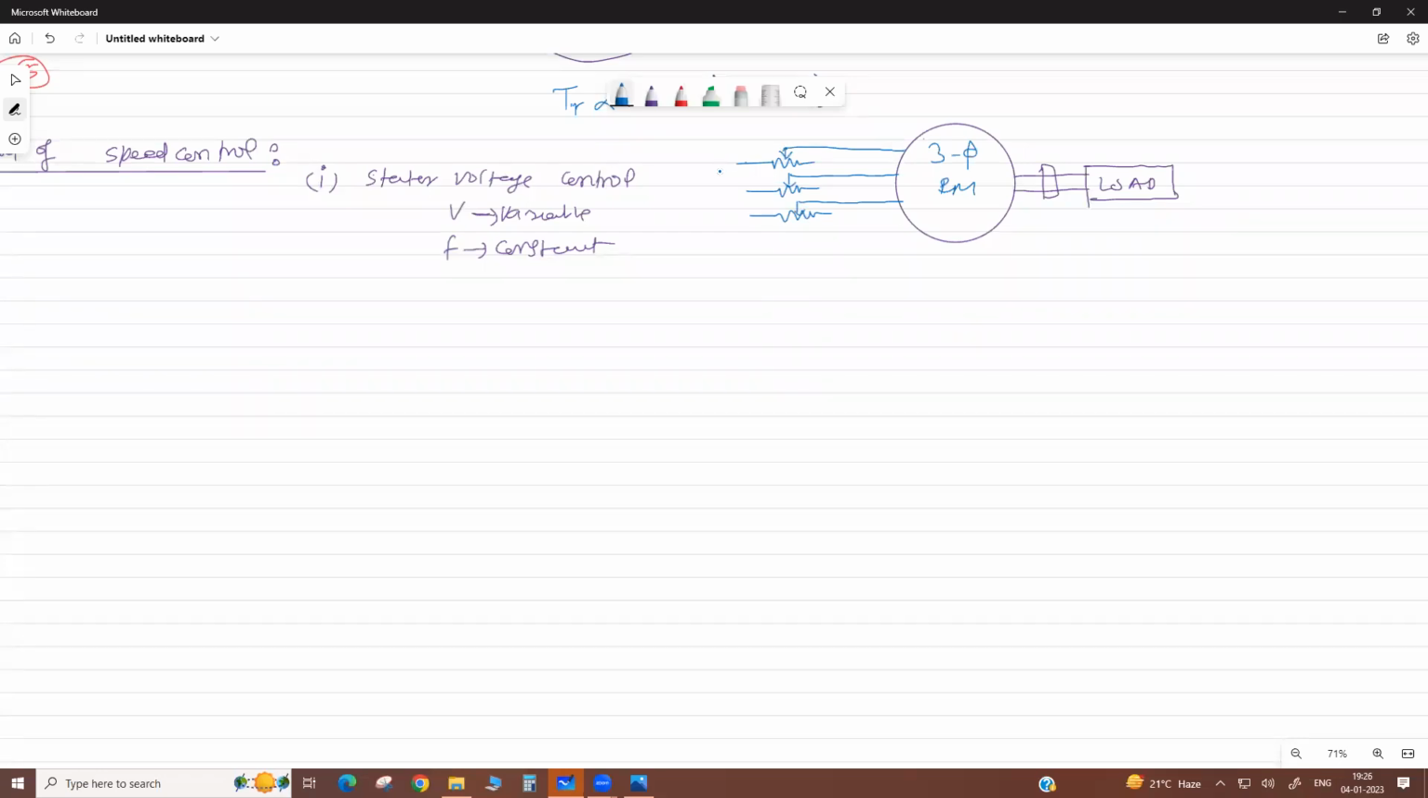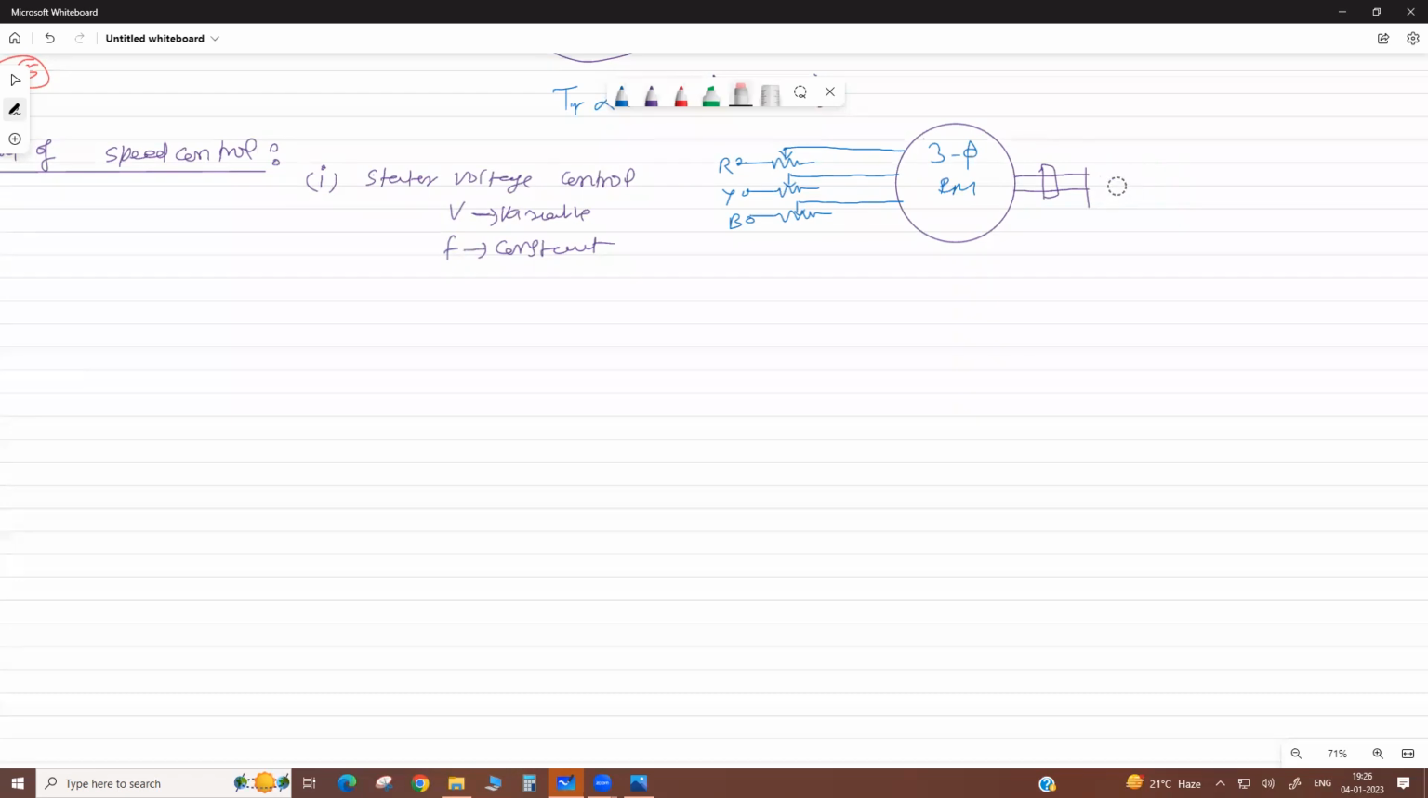Okay, dear. Here you apply R, Y, B. So here we add the resistance, then we can vary the voltage, or by auto transformer. And my dear, one more point I tell you. At no load, by voltage control, we cannot control the speed.